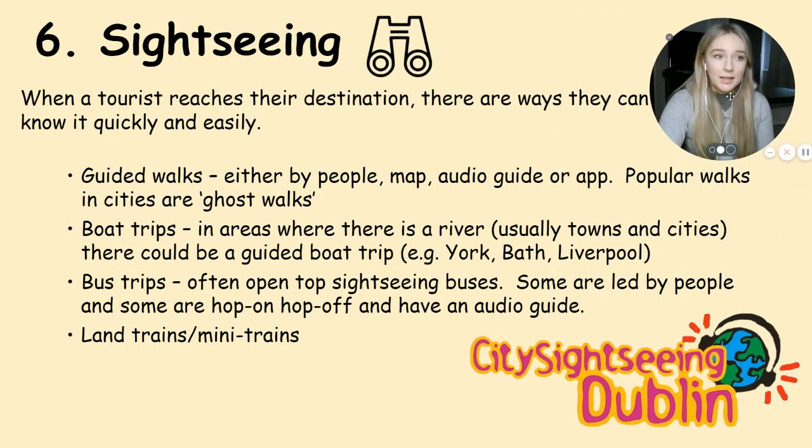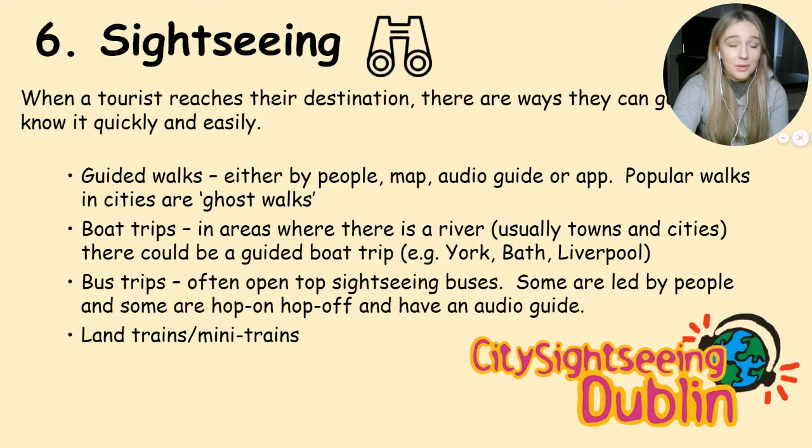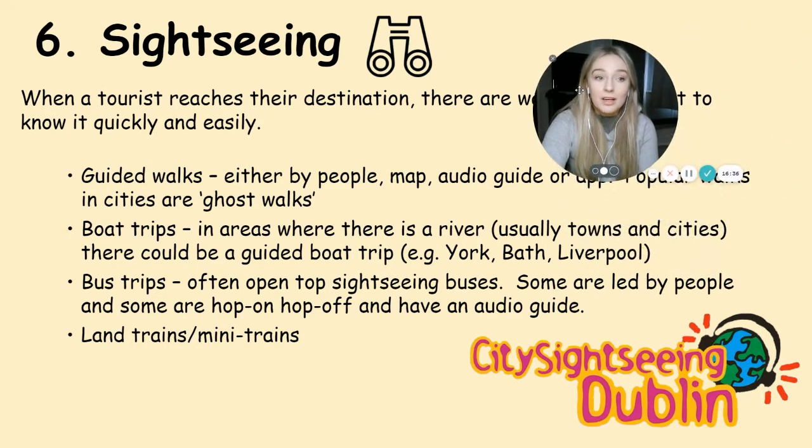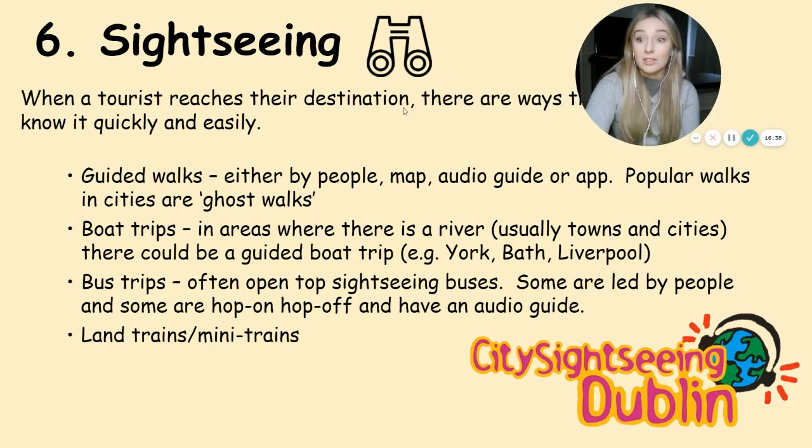Key aspect of appeal number 6 is sightseeing. This is essentially when a tourist reaches a destination, there are ways in which they can get to know the destination quickly and easily through sightseeing. There are different kinds of sightseeing. The most obvious one is probably the bus tours that you've probably all seen. But you can also do walking tours, you can do boat trips.